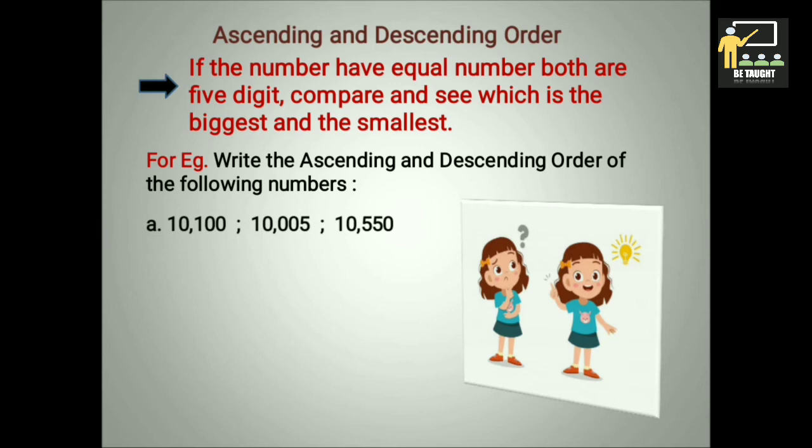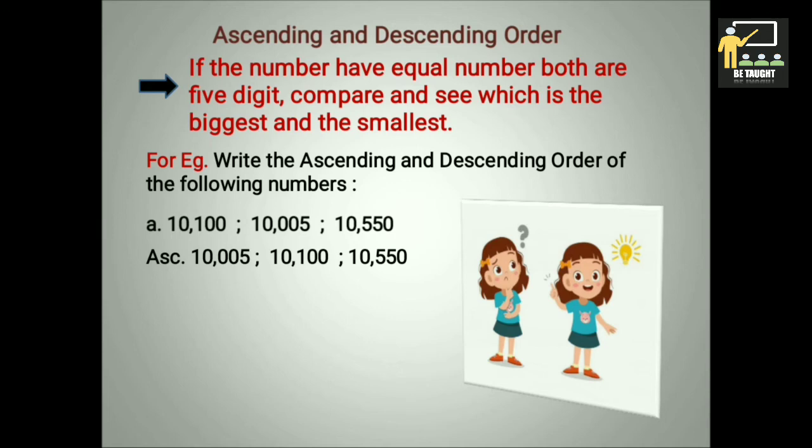If we see the first two digits, both are 10 in all the 3 numbers. So we go to the third place. According to that we'll write the ascending order first. So 10,005 will come first, then 10,100 and the biggest is 10,550.